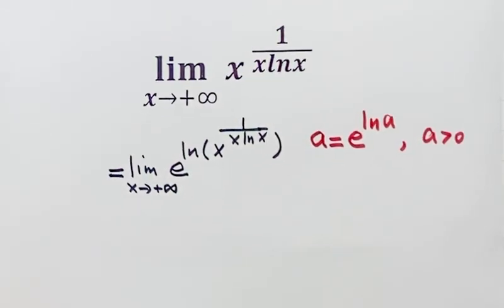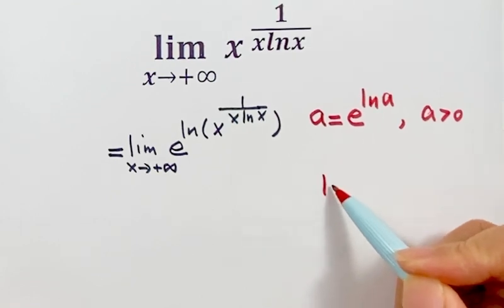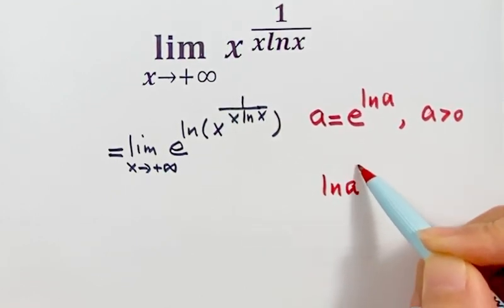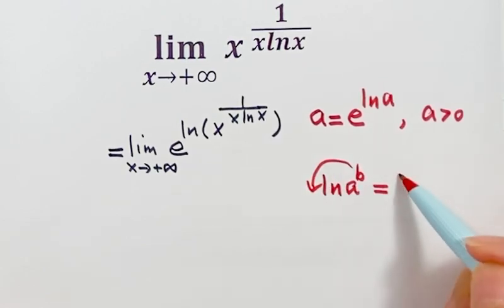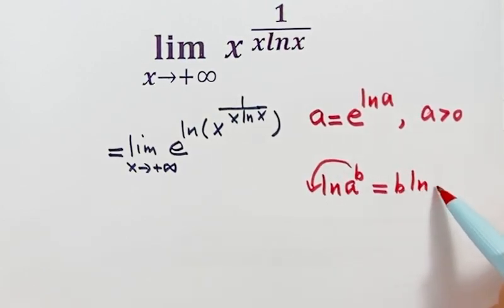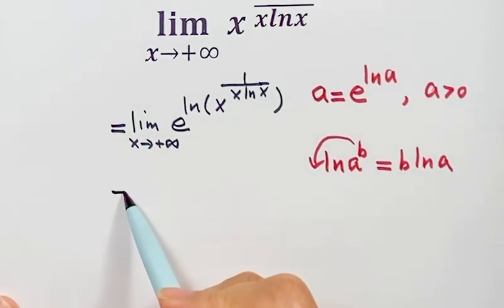So then what's the next step? Next step, we are going to simplify this part by using the second identity, that's log of a to the power b. Then the b can move to the front as b log a. Then how do we use this to simplify this expression?